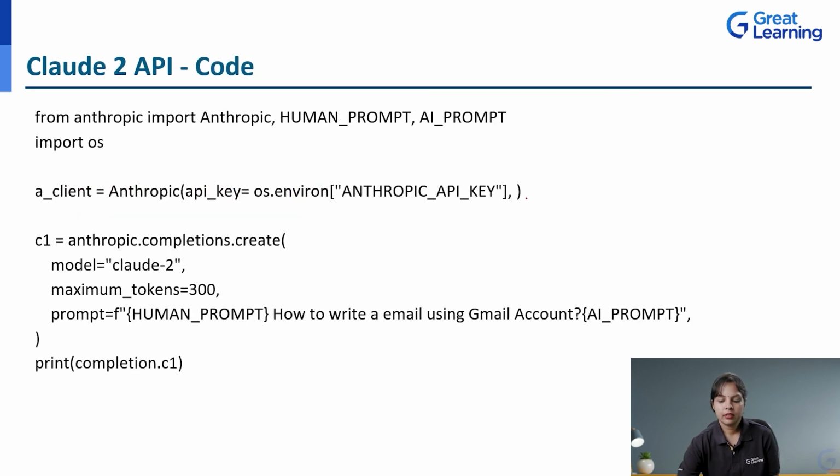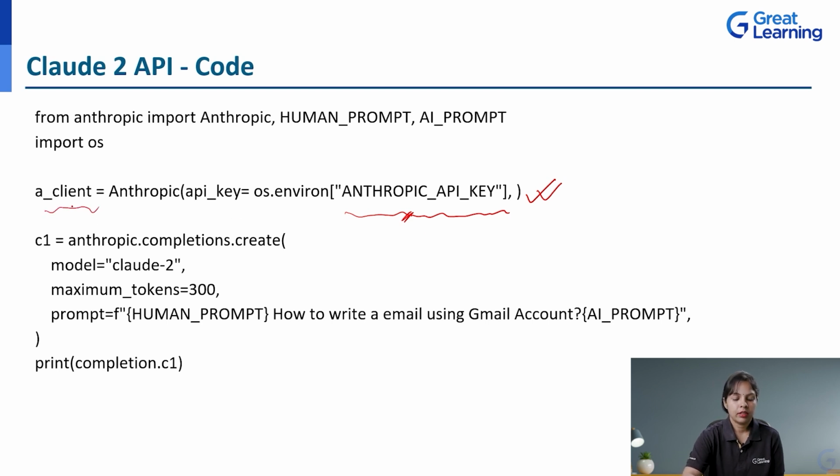Here in this line of code, you have to use the generated API key, and that is the key here, in double quotes. I have written ANTHROPIC_API_KEY, but you don't have to write this here. You have to write the key which will be generated once you have been given access to the Claude 2 API. Once you have generated the API key by going into the settings, that API key has to be used over here. And then you have to create this client.